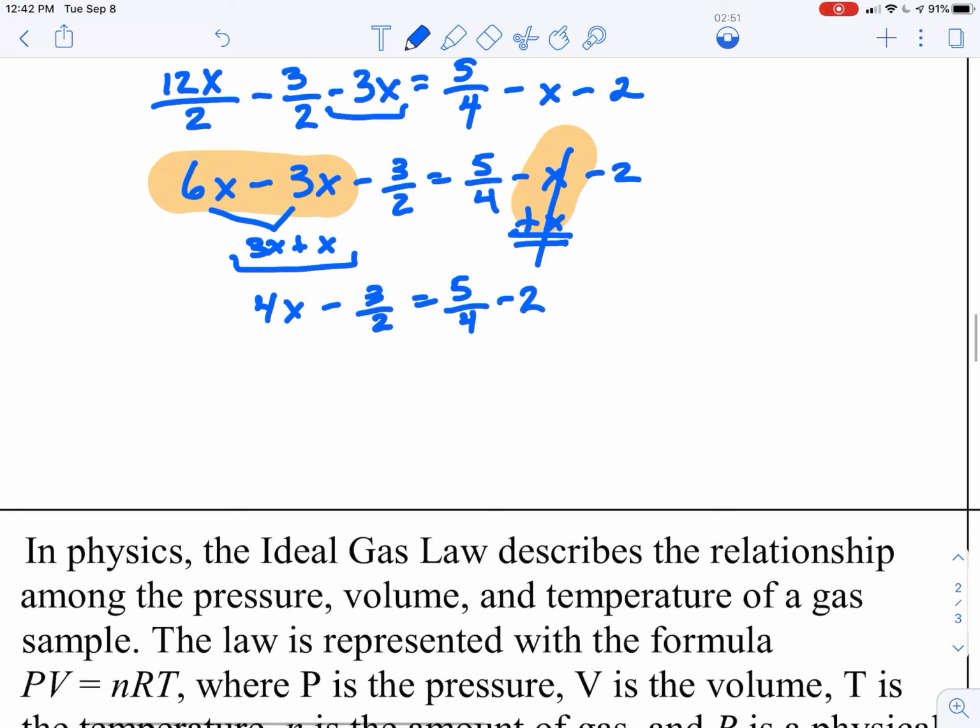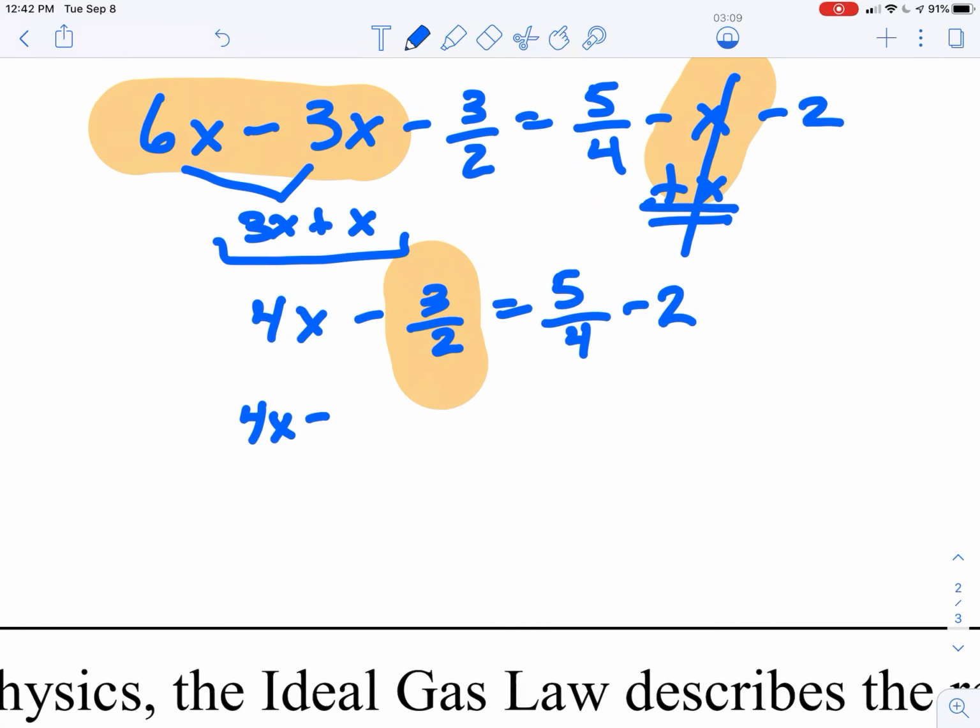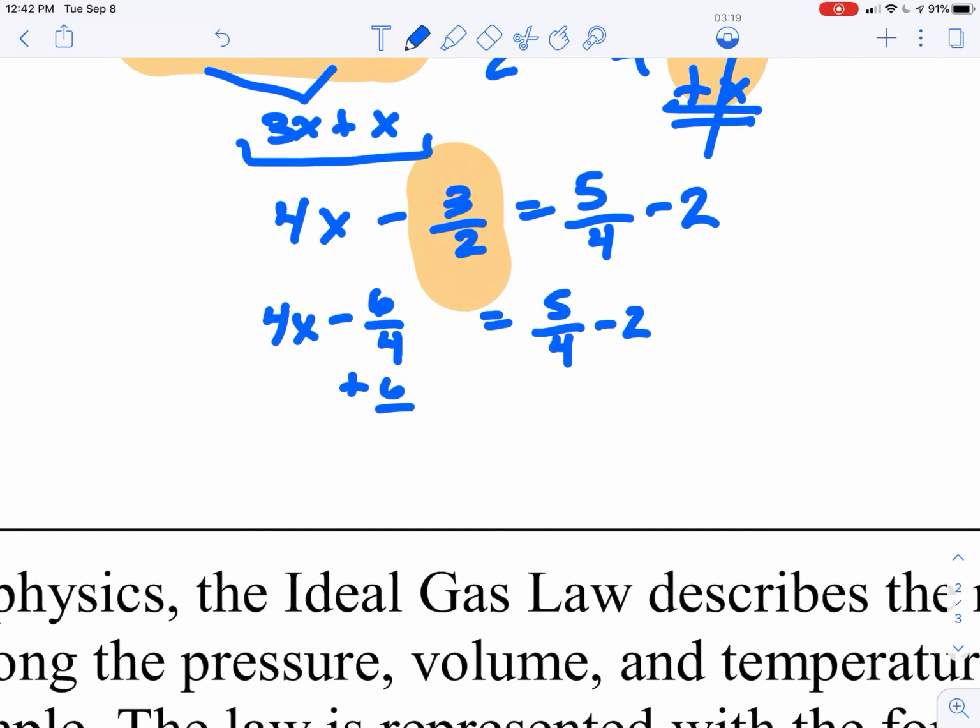All right, now I'm going to change this 3/2 right here to 6/4 so that I can have the same denominator as I have on the right-hand side with 5/4. So then I would have 4x minus 6/4 equals 5/4 minus 2. And then I'm going to add the 6/4 to both sides because remember, I'm trying to isolate x, so I'm trying to remove anything that's in the way of doing that.